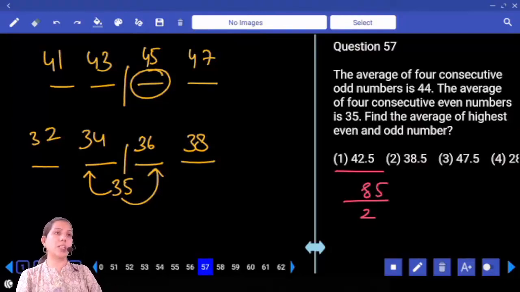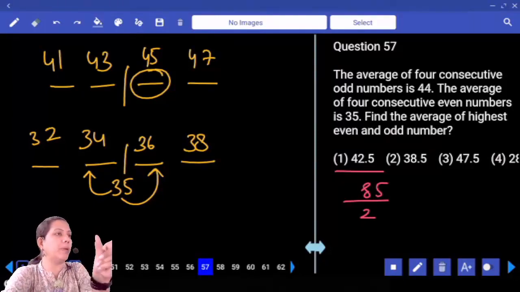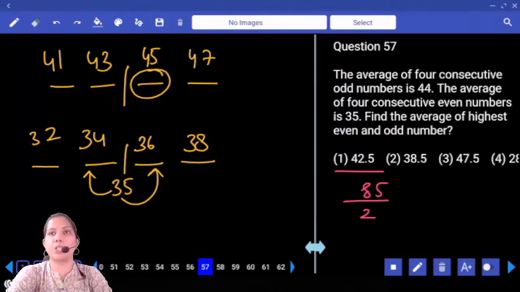If the numbers are consecutive, then the average is the middle number. How many middle terms? Two middle terms. Exactly in between the two middle terms, that is my average. Or first number plus last number by 2, but that is a lengthy process.